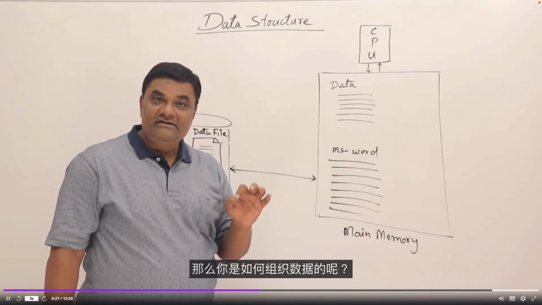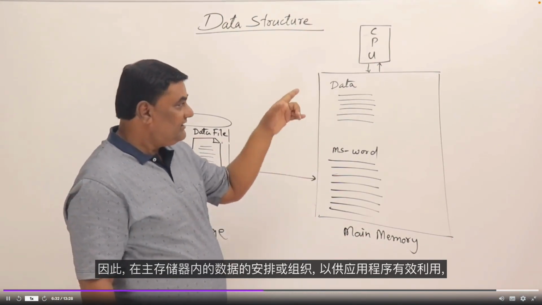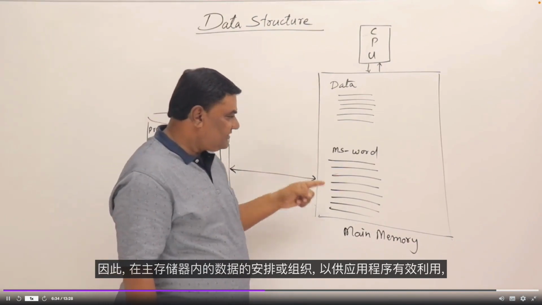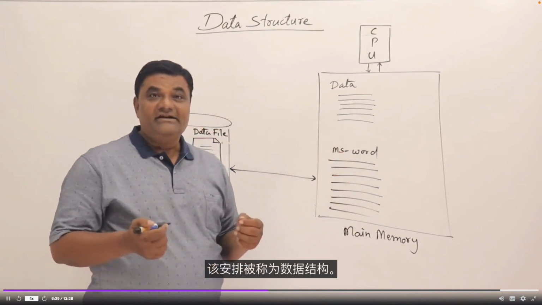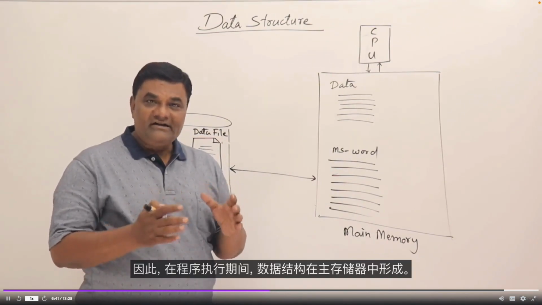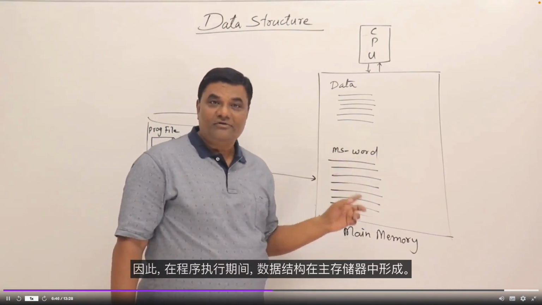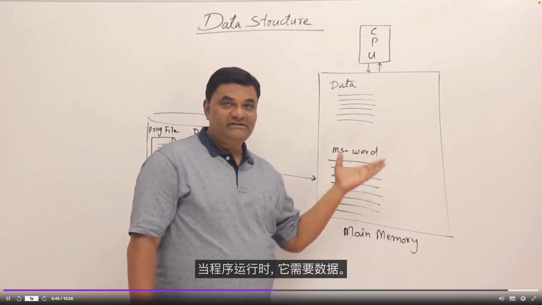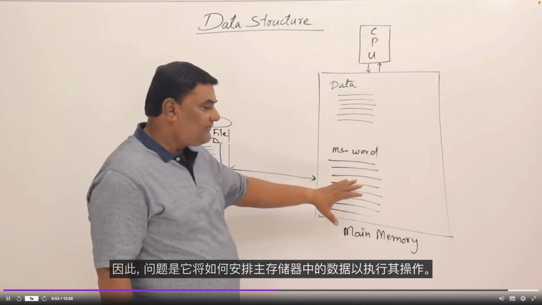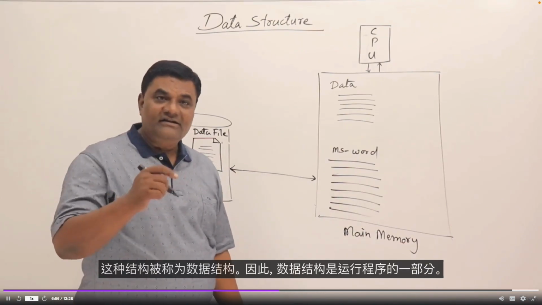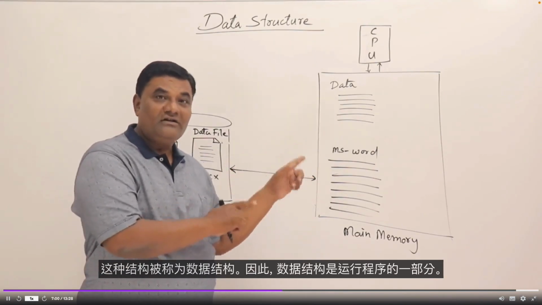So how do you organize the data? The arrangement or organizing of the data inside the main memory for efficient utilization by the application is called a data structure. So data structures are formed in the main memory during the execution time of a program. When the program runs, it needs data. So the question is, how will it arrange the data in the main memory for performing its operations? That arrangement is called data structures. So data structure is a part of a running program.